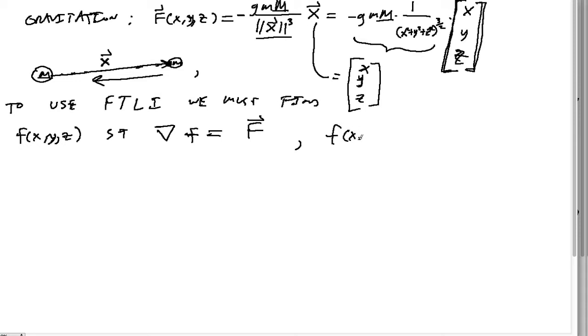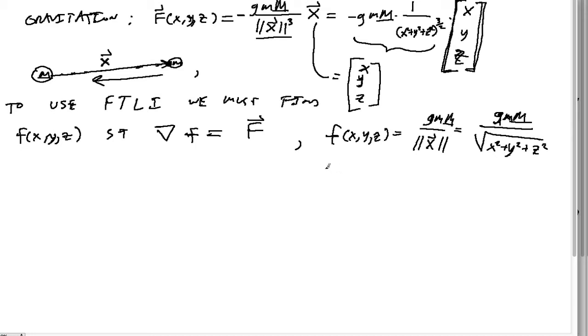f of x, y, z is equal to the function 1 over the magnitude of x. We can rewrite this. Remember, this is a scalar function. There's not a vector here. And that's going to be 1 over the square root of x squared plus y squared plus z squared. Of course, we have to put our little g, little m, and big M there, just like before. So that's all nice.